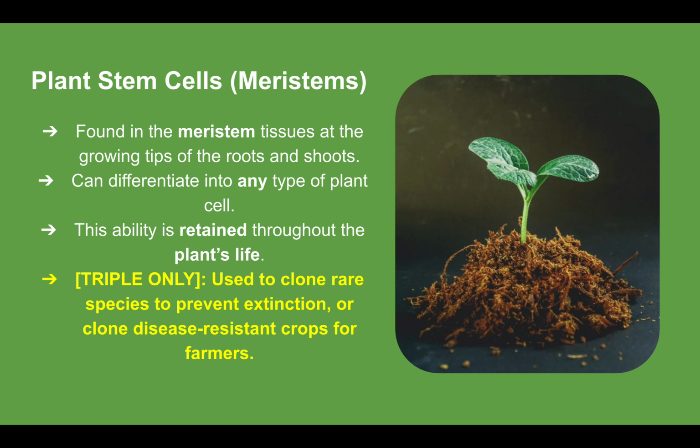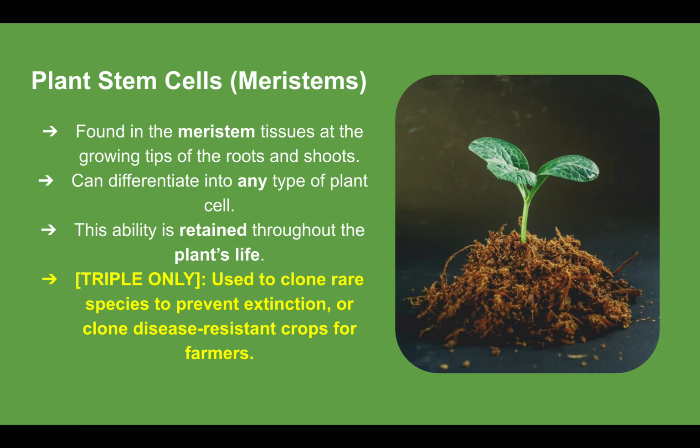Shown here is a plant stem cell, or a meristem. These cells are found in the meristem tissues at the growing tips of the roots and shoots. They can differentiate into any type of plant cell, and this ability is retained throughout the plant's life, so it can continuously differentiate into any type of plant cell, and it's not restricted by any stage in their life, unlike humans.